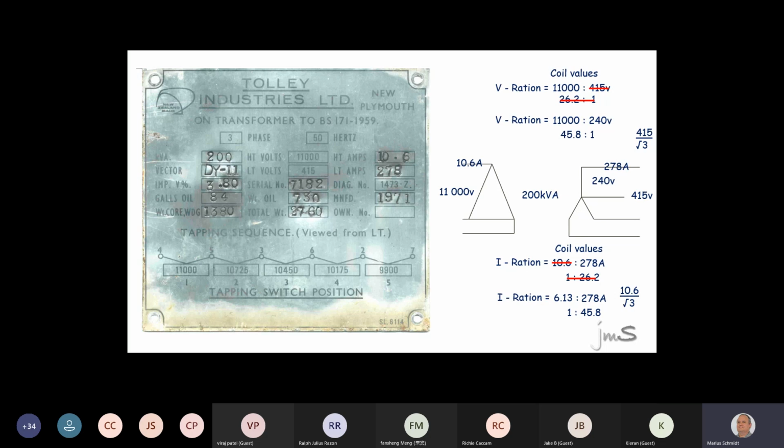I'm going to ask again. V primary, V secondary. Turns primary, turns secondary. Current secondary to current primary. You see, current is inverse.